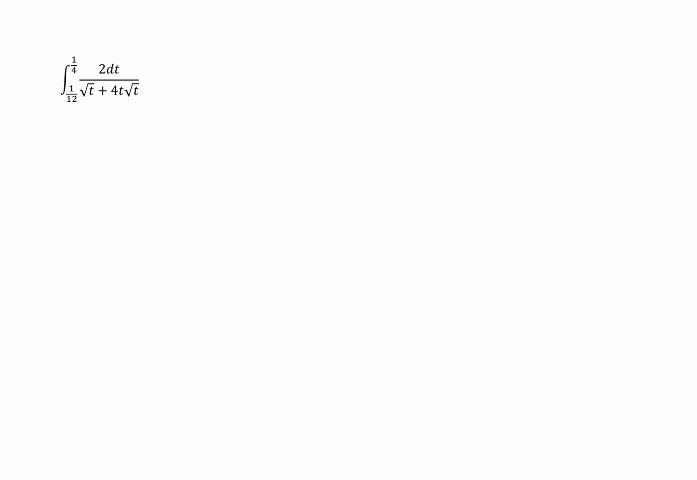For the last example in this section, we're asked to integrate from 1/12 to 1/4 2 dt over the square root of t plus 4t times the square root of t, which is a mouthful. In this case, I'm actually not going to use the trig substitutions like I have with the other examples in this section. Here I'm going to start out by doing a u substitution right off the bat, and then we're going to use a formula from the integral tables to actually get us to the answer.